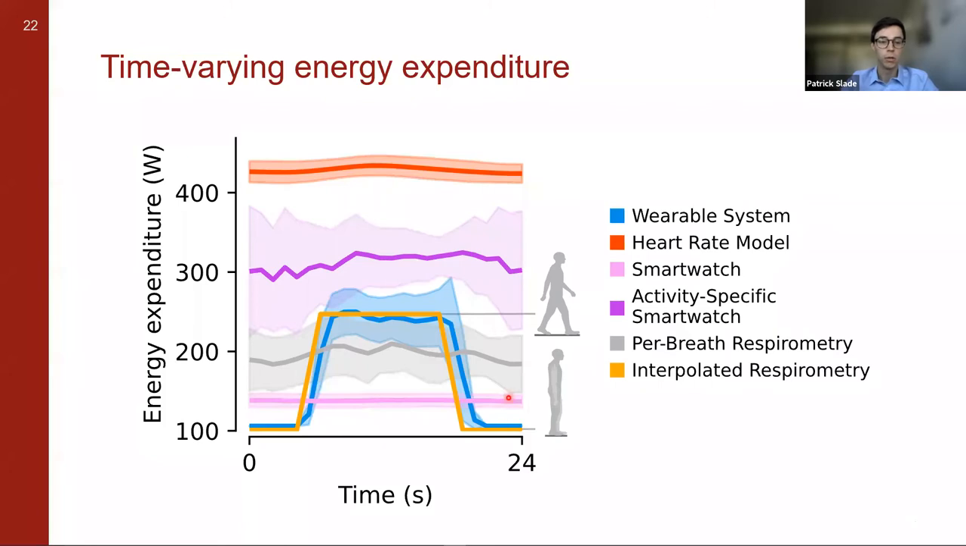The other methods show little to no fluctuation, which based on heart rate makes sense because there's a 30 to 40 second delay. And so if you're just walking for say 12 seconds here, these methods really won't pick up any change.